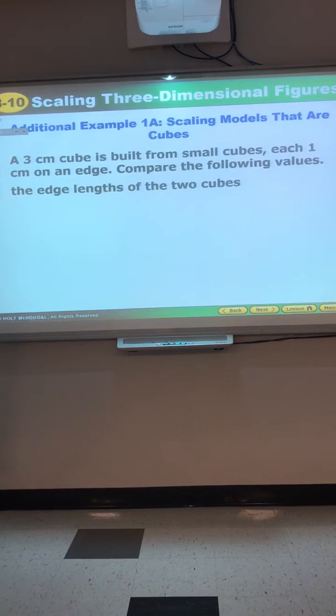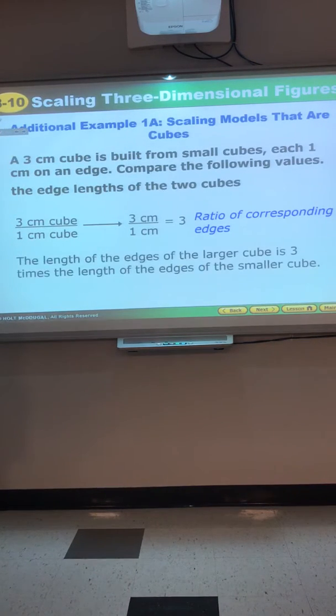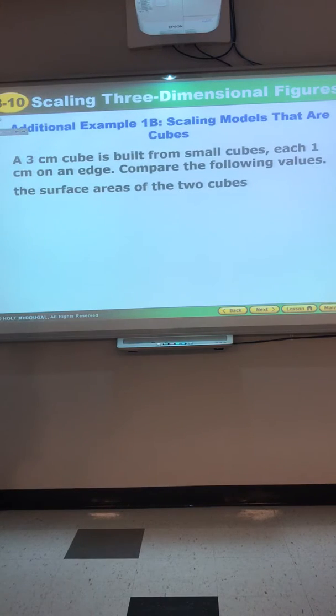We'll talk about that. A 3-centimeter cube is built from small cubes, each 1 centimeter on an edge. Compare the following values, the edge lengths of the 2 cubes. So let's look at what we're seeing. The ratio of the corresponding edges. We have a 3-centimeter cube and a 1-centimeter cube. So the ratio is 3. It went up by a multiple of 3. The length of the edges of the larger cube is 3 times the length of the edges of the smaller cube. Since we went up by a multiple of 3, we're going to then check their surface areas.